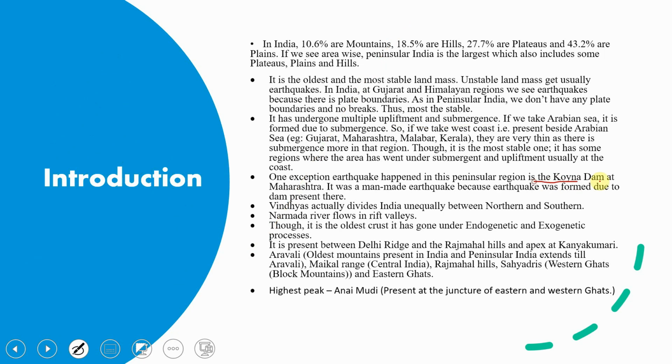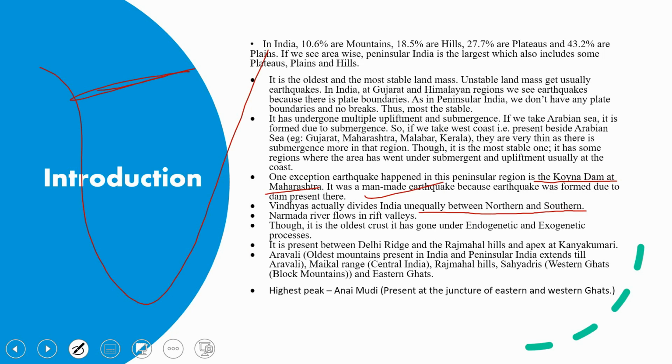That region is Koyna Dam in Maharashtra. At Maharashtra the Koyna Dam construction went up, and that caused a man-made earthquake due to the dam. And the Vindhyas actually divide India unequally between northern and southern. The Vindhyas mountain divides North India and South India. The Narmada river flows in the rift valleys.